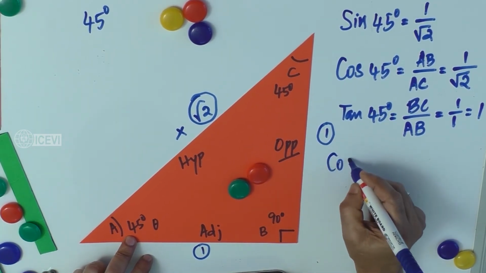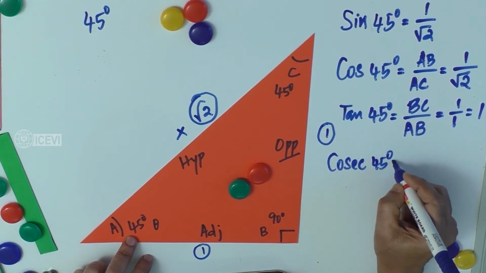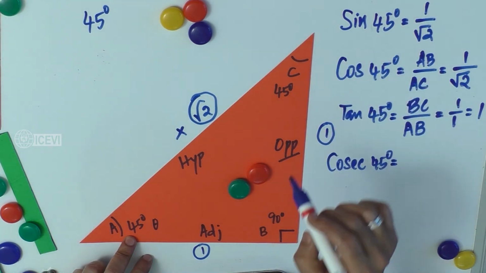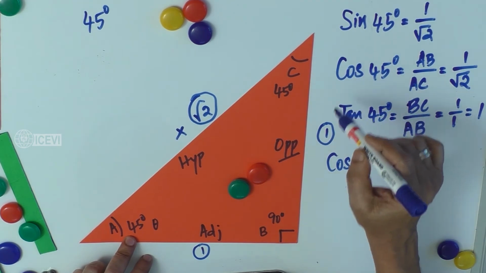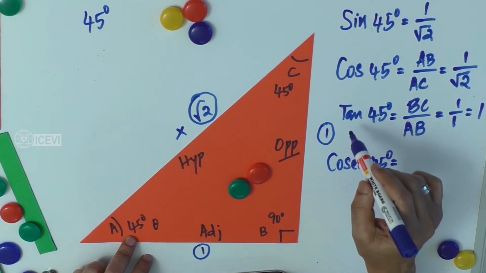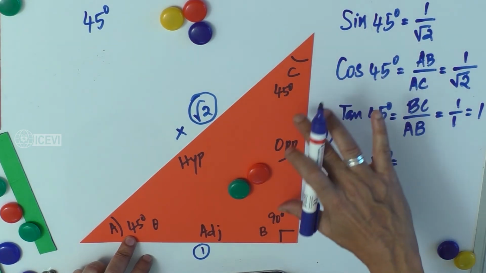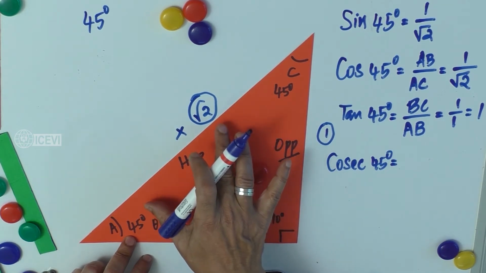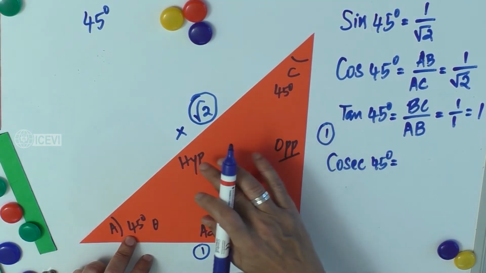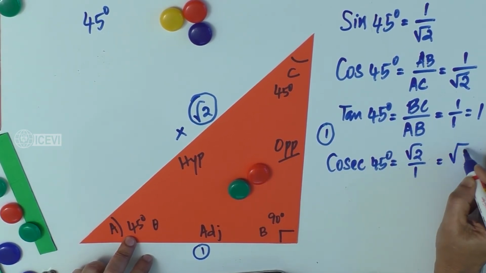Now the next ratio is cosecant 45 degrees. Cosecant 45 degrees is the reciprocal of sine because sine and cosecant are related. Cos theta and secant theta are related, and tan theta and cotangent theta are related. So sine theta is opposite by hypotenuse. Cosecant 45 degrees is hypotenuse by opposite. So here square root of 2 by 1, that means it is square root of 2.